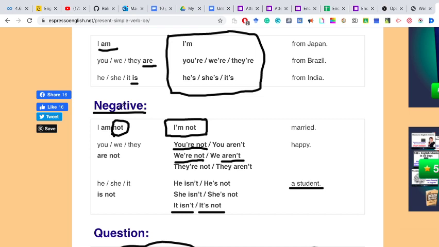In negative, the only thing we add to make a sentence negative is adding not after the verb be, after am, after are, or after is. The negative of this is I'm not. And these are other examples of negative in a short form. You're not, you aren't, we're not, we aren't, they're not, they aren't.